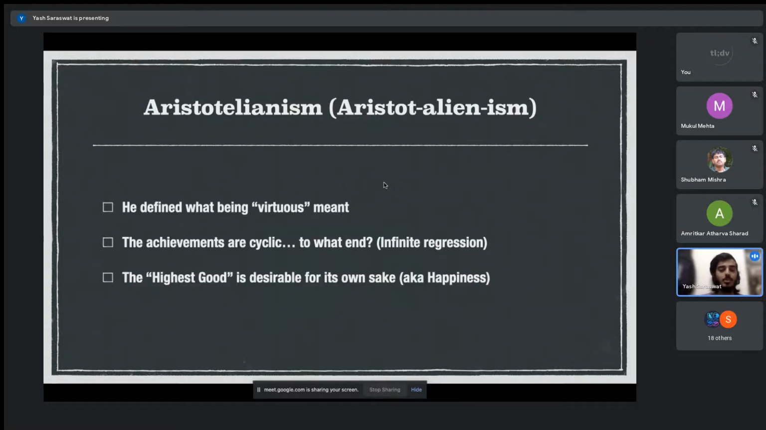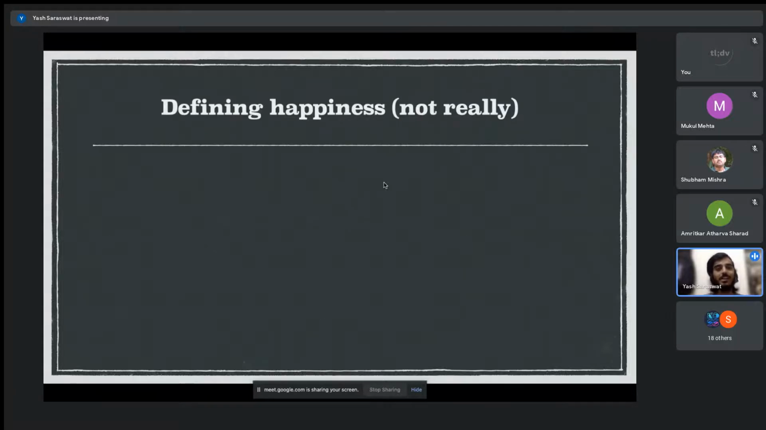And what he proposed was there is a final destination that is called the highest good, pretty similar to what Plato said, but the highest good is desirable for its own sake. You don't achieve the highest good with the mindset that okay, if I do this, I can get to this. No, that's the final, the finito. So, aka happiness. That is what is termed as happiness. Everything you do will or should lead to this final level, and that is how Aristotle said you lead a meaningful life. So, what is this highest good? Defining happiness. Well, not really.